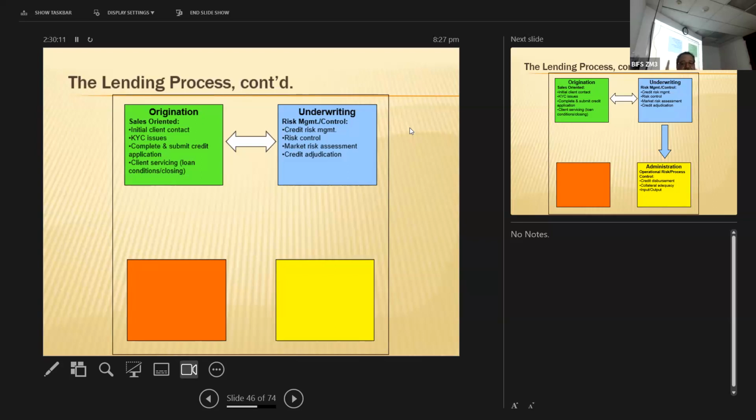Because credit origination is sales driven. I want my loans. Credit underwriting is, hold on a minute. Credit underwriting is almost like the police officer, the law, the judge. And that judge is saying, hold on a minute, I don't quite understand this. You need to provide more evidence of that, et cetera.